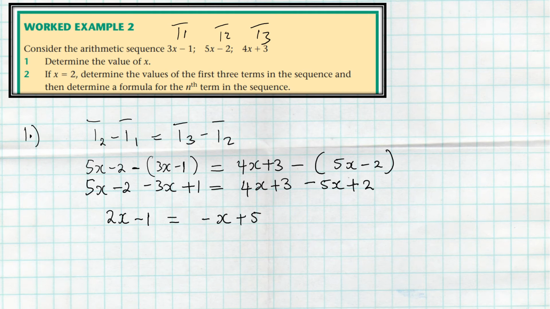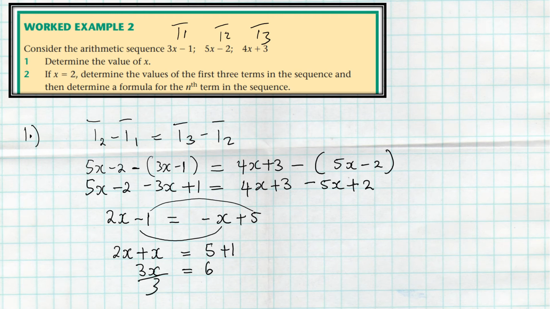It's 5. Then we're going to group the like terms. x is going to go that side, minus 1 is going to go that side. So we're going to have 2x plus x. When something is transposed to the other side, it changes its sign, right? So here we have 5, and the minus 1 goes that side as plus 1, because it was minus 1. So here we're going to have 2x plus x, which is 3x, is equal to 5 plus 1, which is 6. Easy to solve for x.